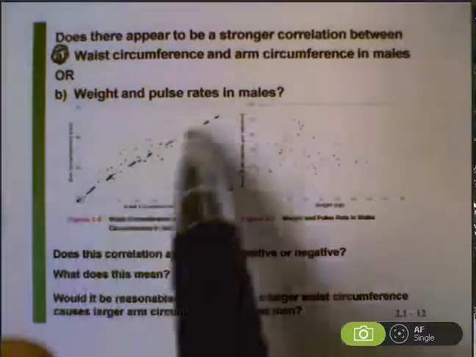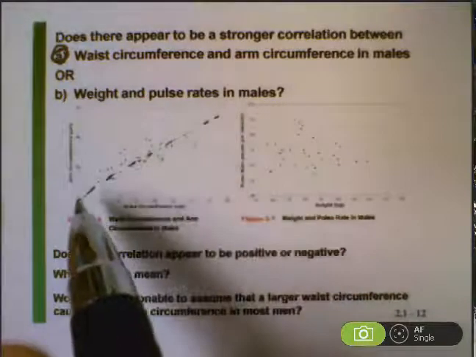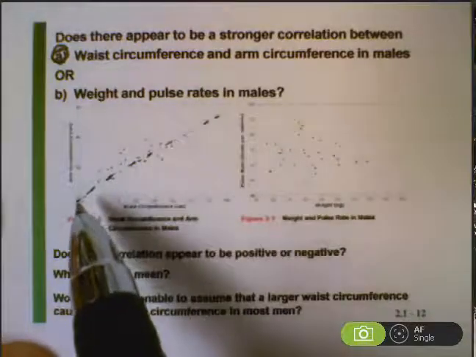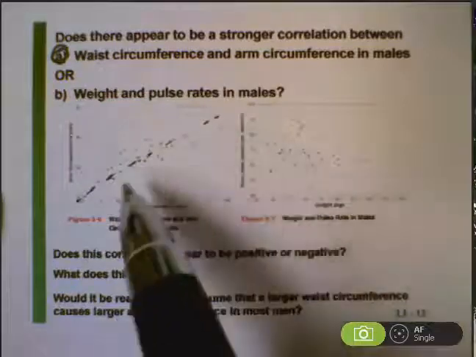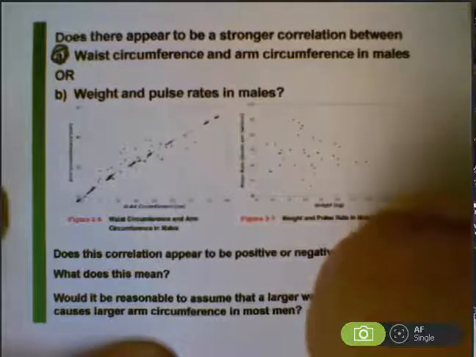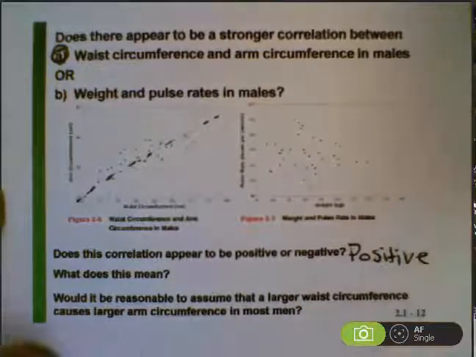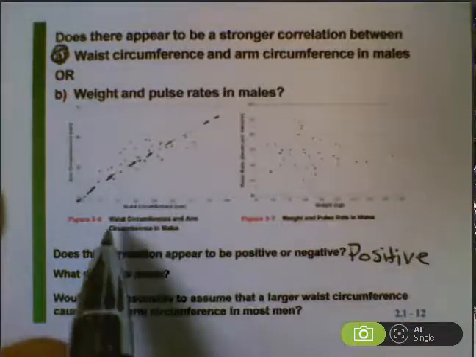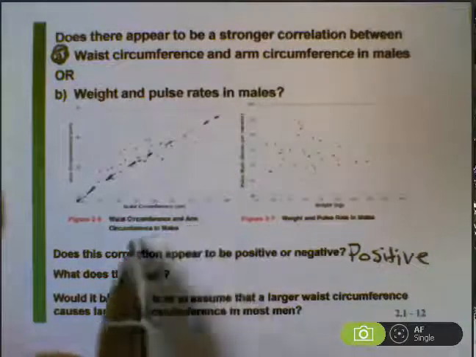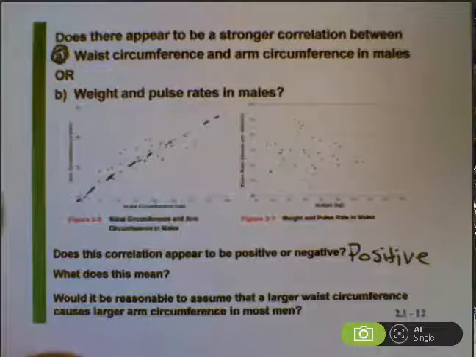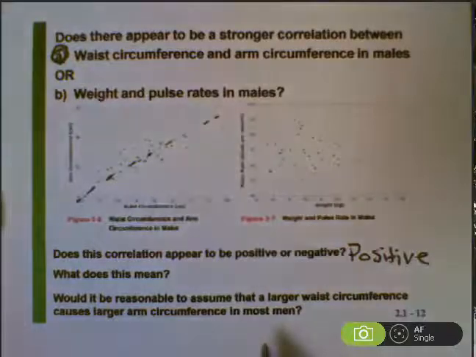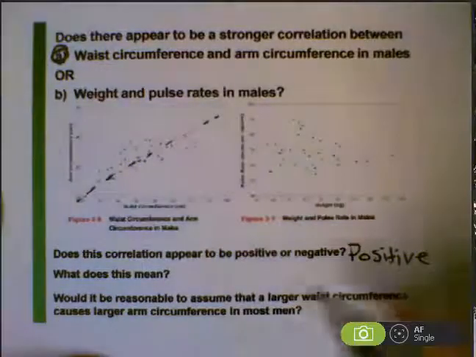Well, that line, which I dashed in, in chapter 10 we're going to call that the line of best fit. And the one thing I can notice about that line is that it has a positive slope. It's going uphill from left to right. So that relation seems to be positive. And what that means is the larger a man's waist circumference is, the larger you would expect his arm circumference to be. Would it be reasonable to assume that a larger waist circumference causes a larger arm circumference?